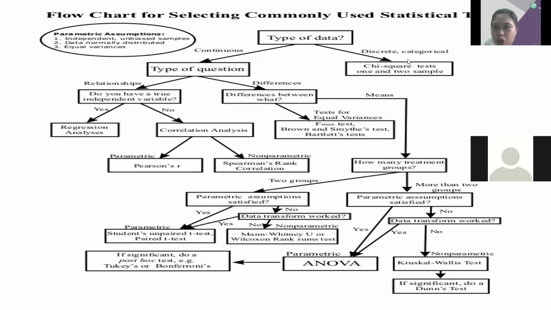Okay? Pero minsan lang naman tayo, actually may mga researchers talaga na wala silang numerical data, so categories lang. Kaya makikita nyo si chi-square in their data analysis. But if we have real numbers, class, we have here continuous, dito tayo. And nakadepende siya sa type of question.